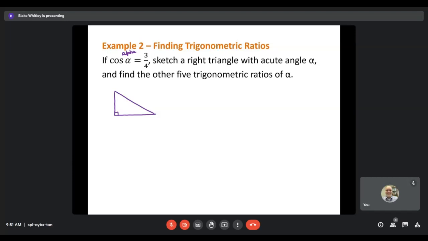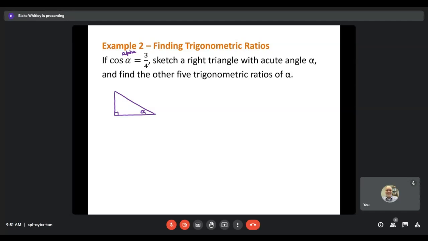Right triangles have to have a right angle, so I'm going to put my right angle in there. Now I'm going to put alpha, and it really doesn't matter where you put your alpha because we're going to put the sides in the correct location based off of wherever we put alpha. I'm going to put alpha down here in this lower right-hand corner.